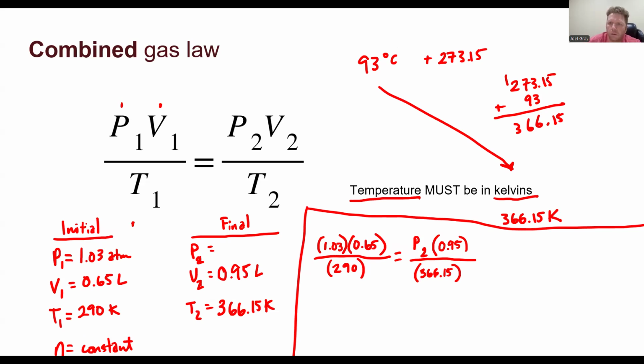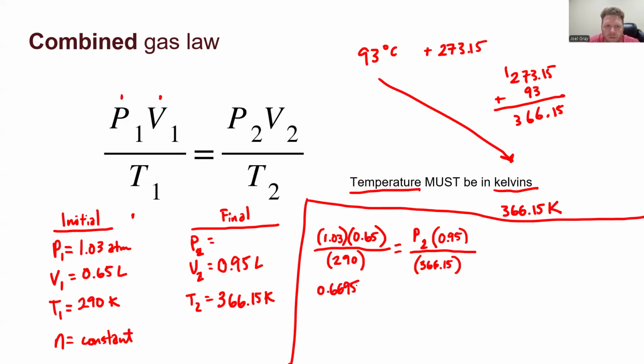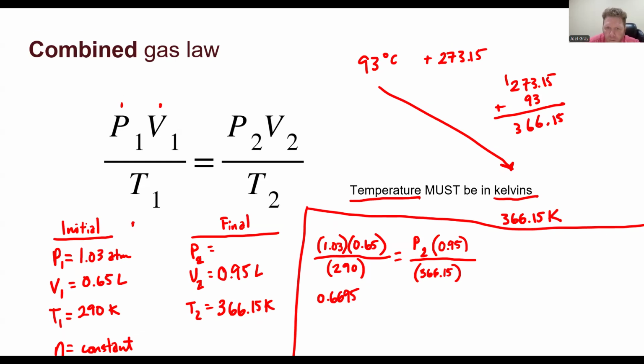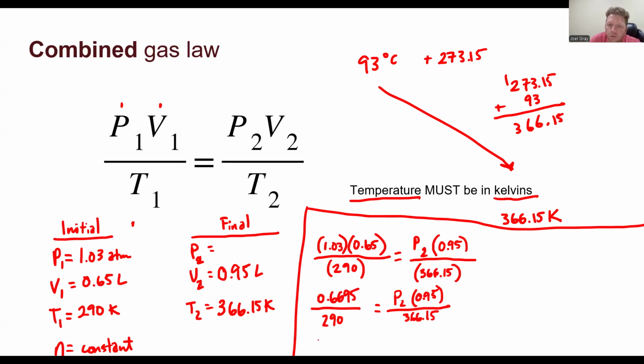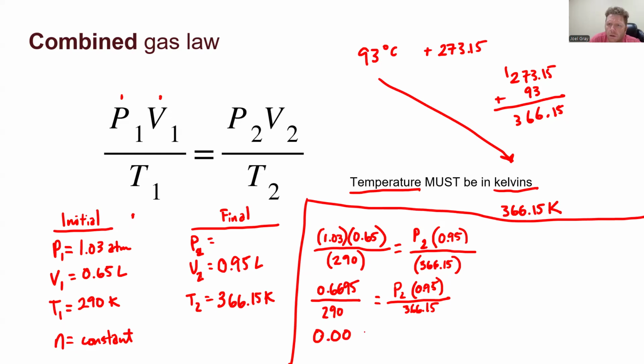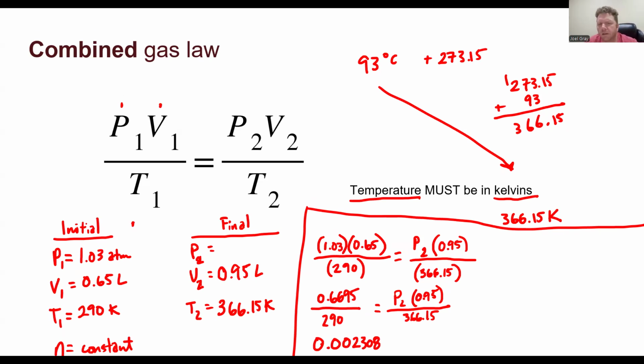Okay, so the way that I like to solve a question like this is I like to do 1.03 times 0.65. To that, I get 0.6695, divided by 290. That is equal to P sub 2 times 0.95, divided by 366.15. Okay, so 0.6695 divided by 290 is 0.0023086206, and so on. I've got this very long number.